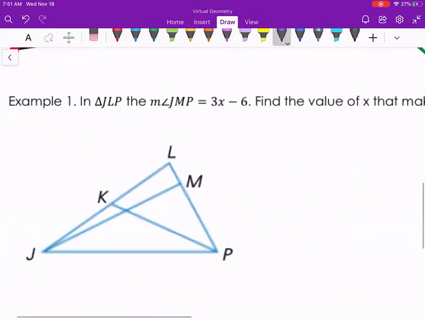All right, so let's take a look at our one example that we've got for this time. In triangle JLP, the measure of angle JMP, so let's find that guy, J connecting to M, connecting to P. So we're looking at this angle. Oops, sorry, I didn't mean to make a 90 out of habit. There we go. The measure of this angle is 3x minus 6.